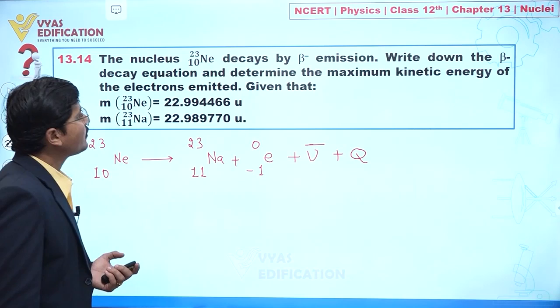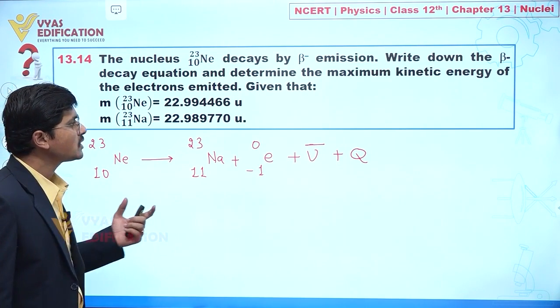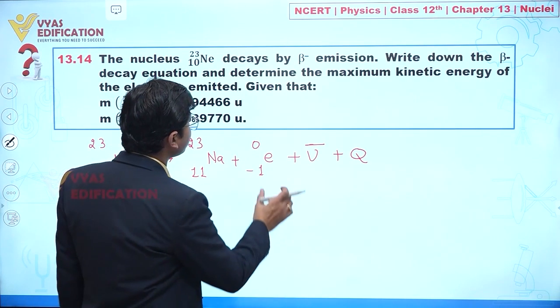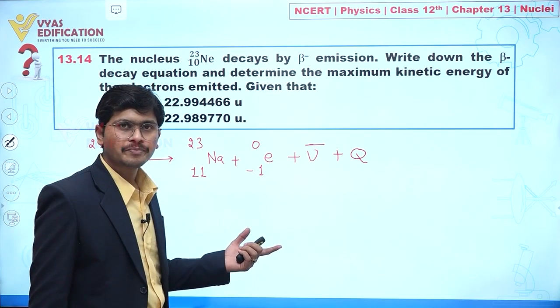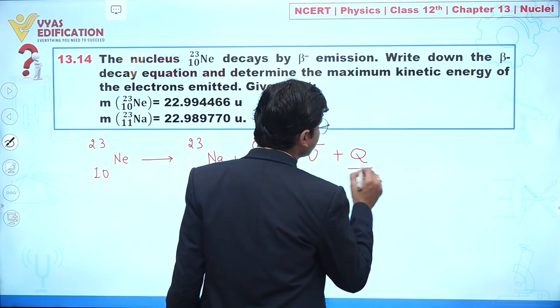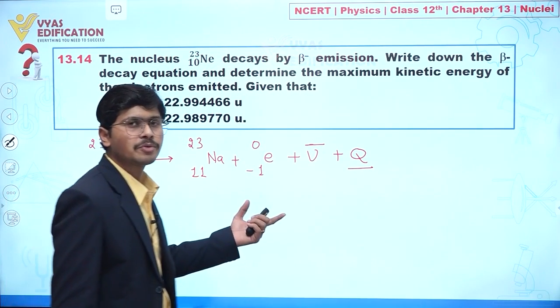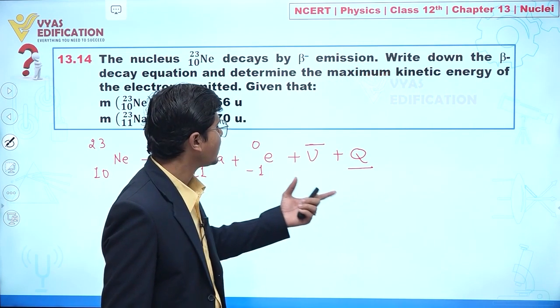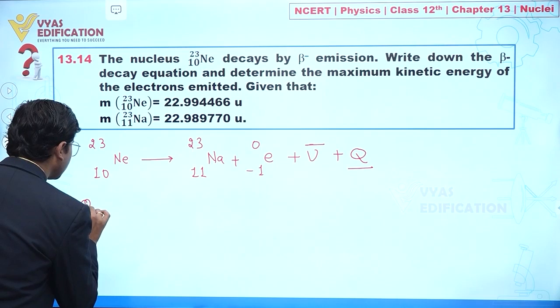Okay. Now we have to determine the maximum kinetic energy of the electrons that are emitted. So we have to find the maximum kinetic energy of this beta minus emission. For that, first we have to calculate Q, because this Q energy is acquired by the daughter nucleus, the electron and the antineutrino. Clear? So now let's see how we can calculate this Q value.